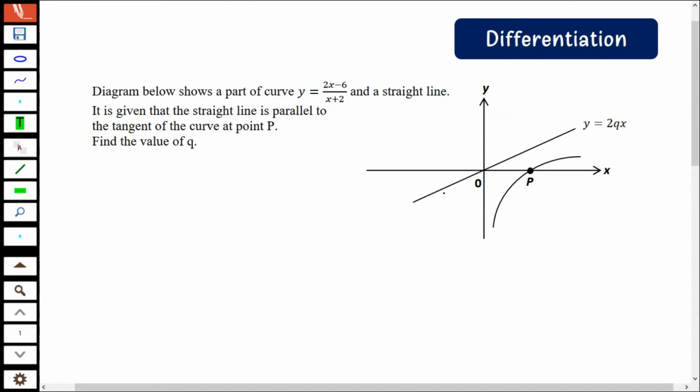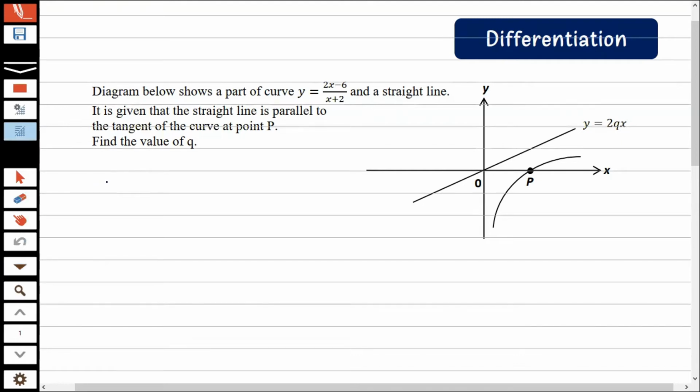Who can give us gradient? That is the first thing you have to ask yourself. dy/dx will give you gradient. Understand? So dy/dx can give you gradient. So what I'm going to do now, I'm going to take this equation and do dy/dx. But this one is in the form of u over v. You understand what I mean by u over v?